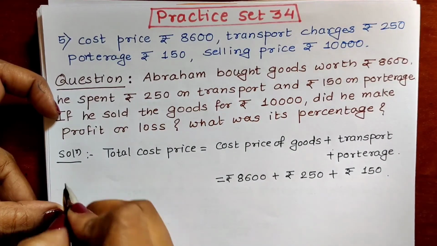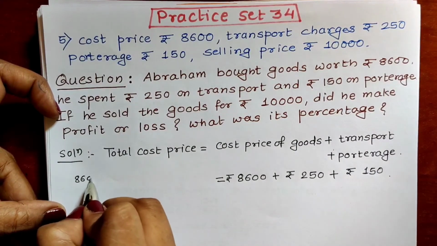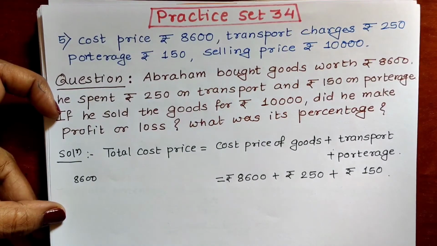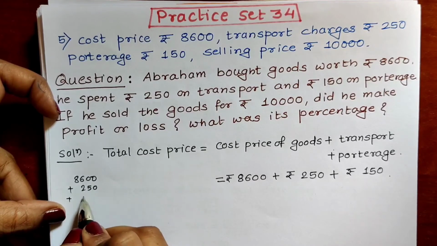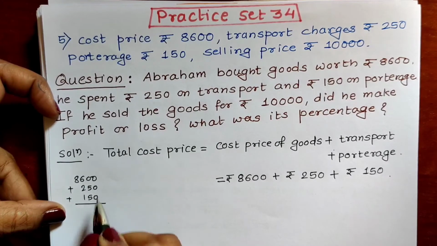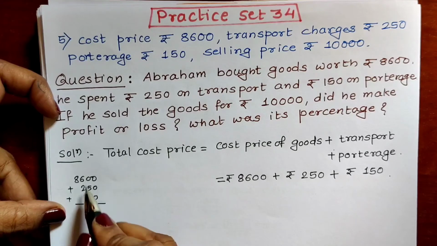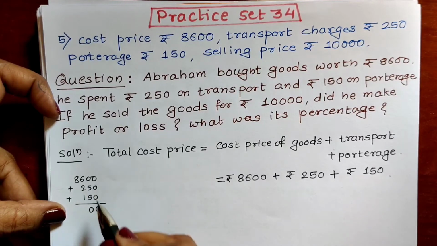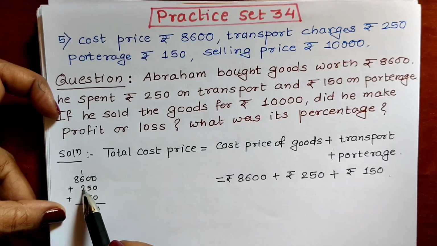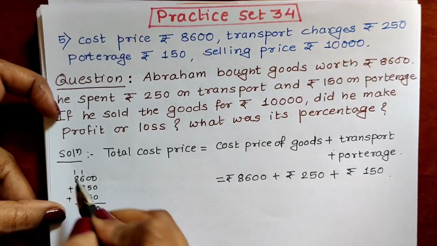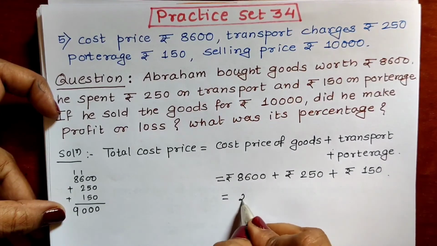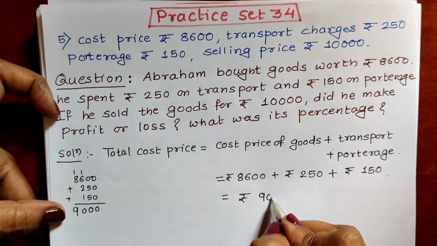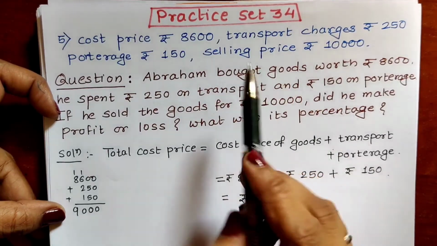Add all these three figures, 8,600 plus 250 plus 150. 0 plus 0 plus 0, 0. 5 plus 5 is 10, 0 written, 1 carried over. 6 plus 2 is 8, 8 plus 1, 9 plus 1 is 10, 0 written, 1 carried over. 8 plus 1 is 9. So total cost price is rupees 9,000.